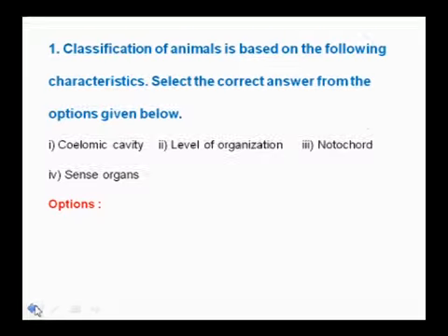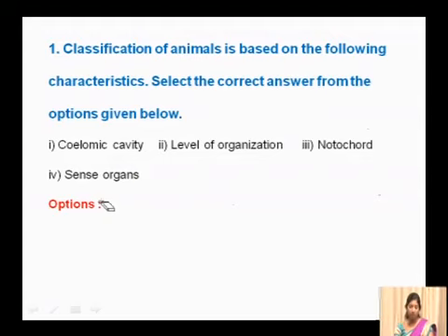The first question: classification of animals is based on the following characteristics. Select the correct answer from the options given below. The options are coelomic cavity, level of organization, notochord, sense organs. These are some of the characteristic features mentioned. As I told you before, if organisms have to be classified from simple to complex levels, they take into account some of the characteristic features.